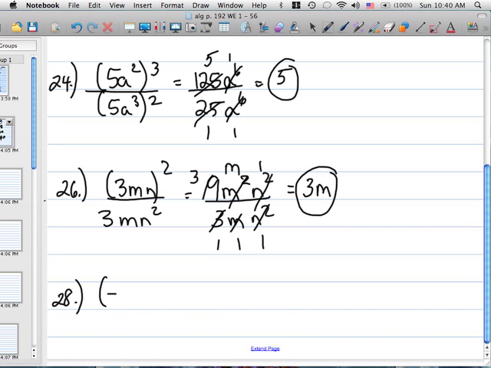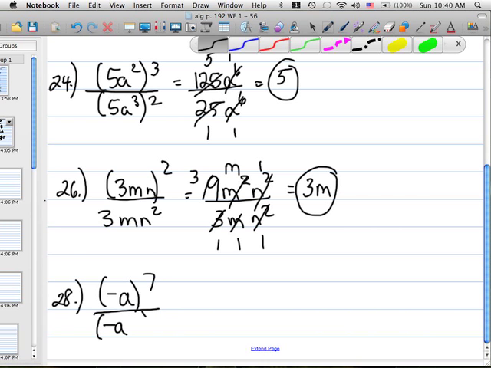Problem 28, I have negative a to the 7th power over negative a to the 4th power, and the parentheses are inside. So a negative base to the 7th power is going to be negative a to the 7th. And a negative base to an even power is going to be positive a to the 4th. I can take out 4 a's in the bottom, 4 on top, leaving me 3. So my answer is negative a to the 3rd power.